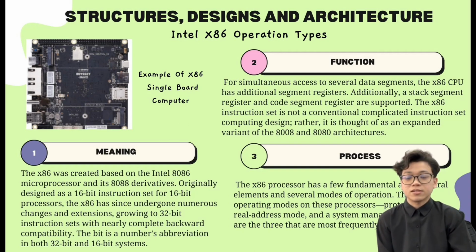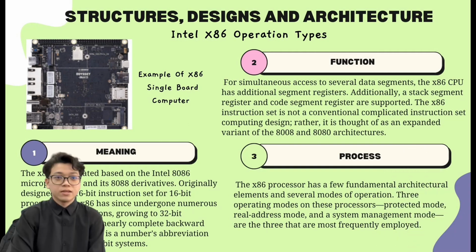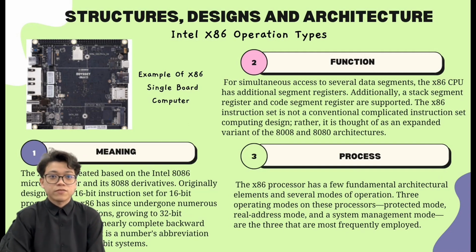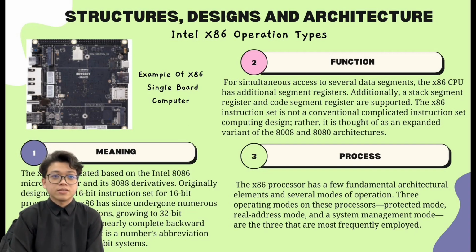The X86 instruction set is not a conventional complex instruction set computing design. Rather, it is thought of as an expanded variant of the 8008 and 8080 architectures. The X86 processor has a few fundamental architectural elements and several modes of operation. Three operating modes on these processors, protected mode, real address mode, and system management mode, are the three that are most frequently employed. On the top of the slide, there is an example of an X86 single board computer, or X86 SBC.